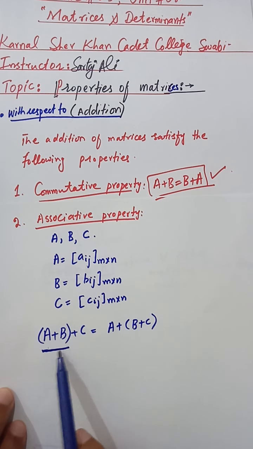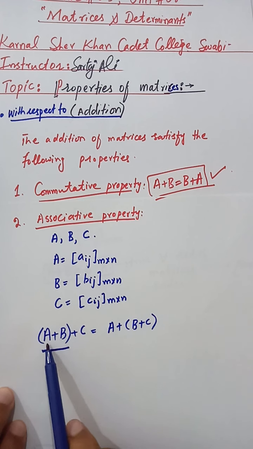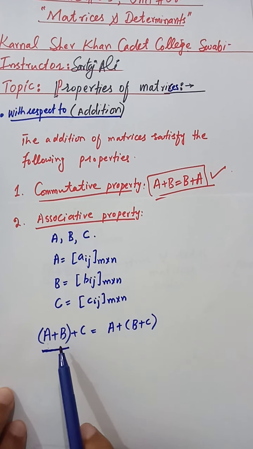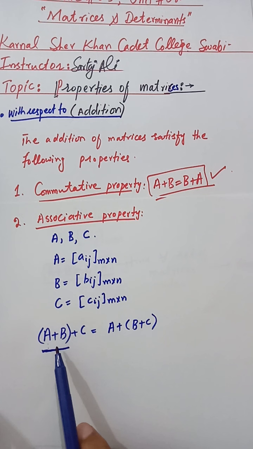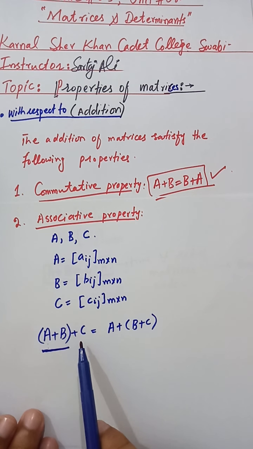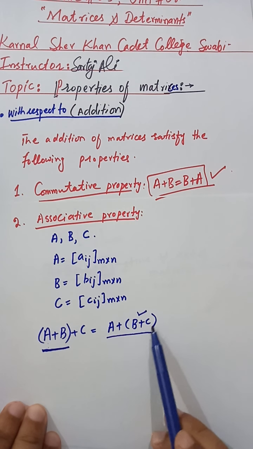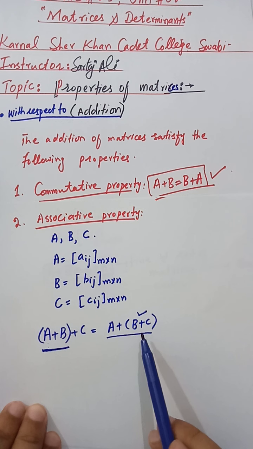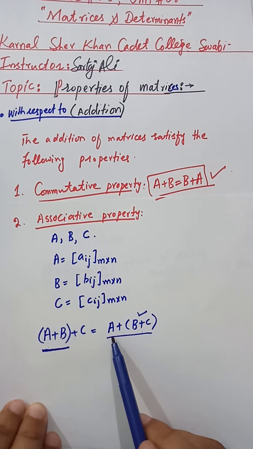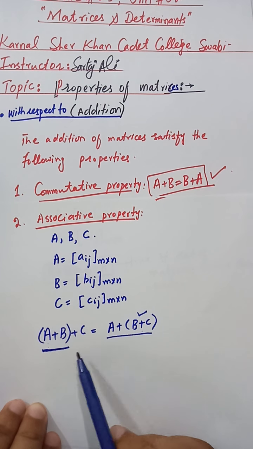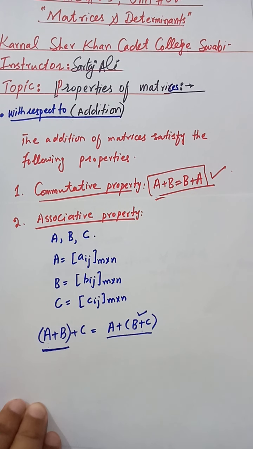The left side of the associative property says that if you add the first two matrices first, and the result of this addition is then added with the matrix C, the third matrix, or if you add the last two matrices first, and the result of this is added with the first matrix, which is A, both will be the same. Left hand side and right hand side will be the same.